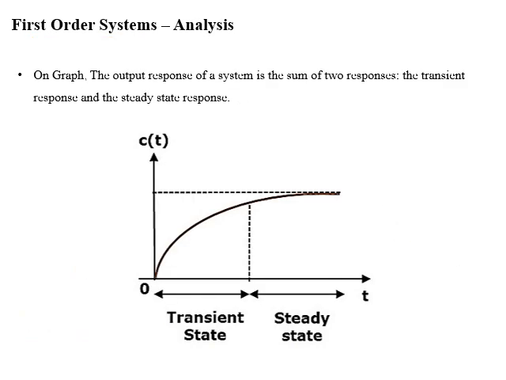Dear students, as discussed in the start of this chapter, mathematically, total response of the system is equal to forced response plus natural response of the system, where on graph, total response of the system is divided in two parts. First part is known as transient state and the second part is steady state.